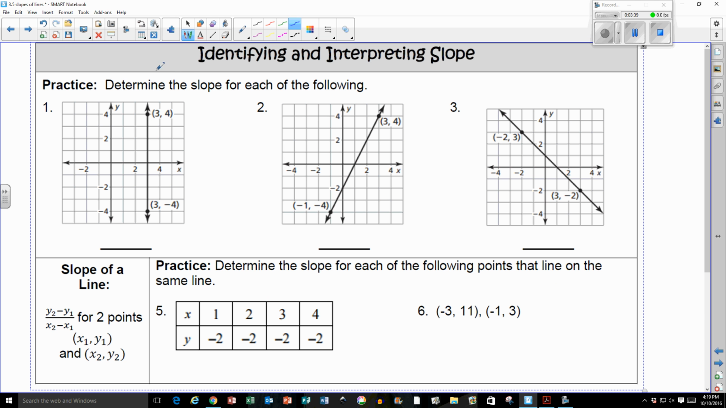Identifying and interpreting slope. Determine the slope for each of the following. We have a vertical line. Remember you got V, U, X, and then this is your H, O, Y. Vux hoi. Vertical means the equation is x equals whatever number it goes through. So x equals 3. Since it's straight up and down and vux, the U, it means undefined.